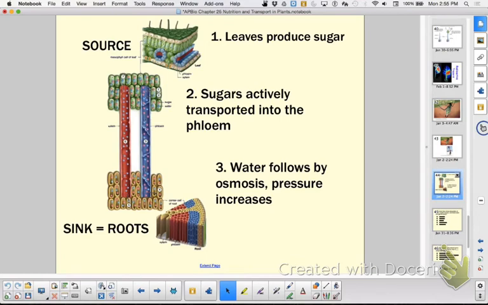So leaves produce sugar, transport it into the phloem, water follows, turgor pressure increases, pushing it to where the sink is. Because you're always going from a higher concentration of sugar to a lower concentration of sugar, because you're going to pull the sugar out and store it. And when you store it, it's not individual sugar molecules again, so you can keep getting it to go from high to low.